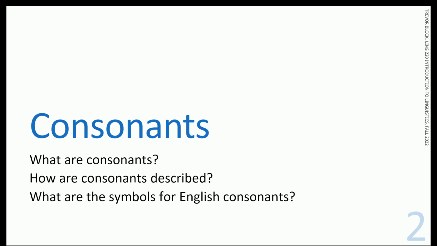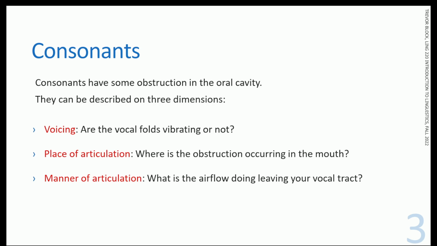So consonants are any sound that have some obstruction in the oral cavity. What we mean by this is that the tongue, the lips, the teeth, there's something happening that's restricting the airflow. It's not just a free airflow from the throat all the way out of the mouth. And the thing about consonants is that we can describe them with three different dimensions. On Monday we talked about voicing, today we're going to talk about place of articulation, and on Monday, if it's not a holiday, we'll talk about manner of articulation.